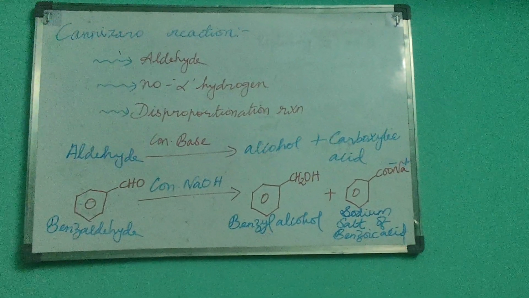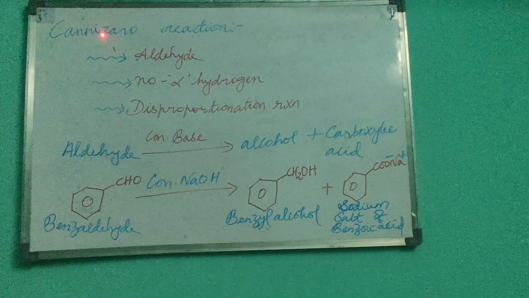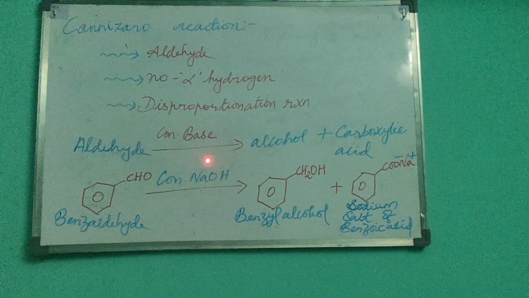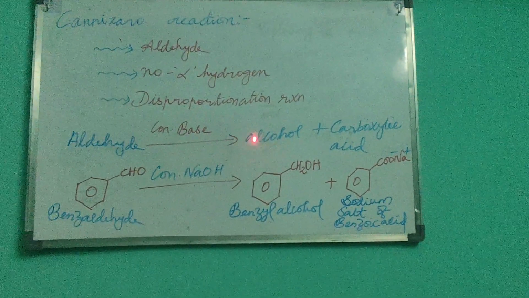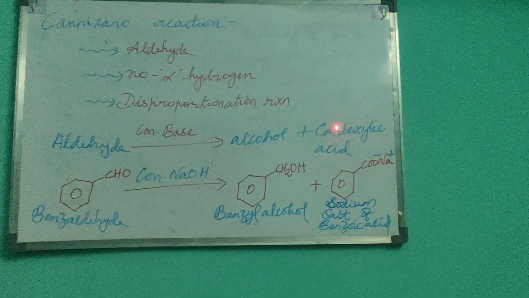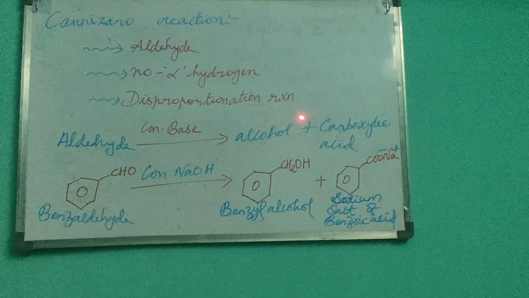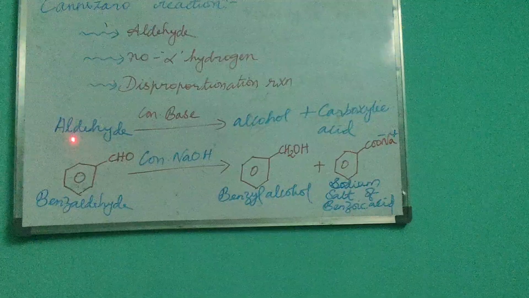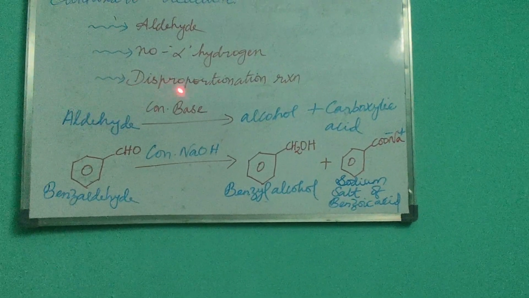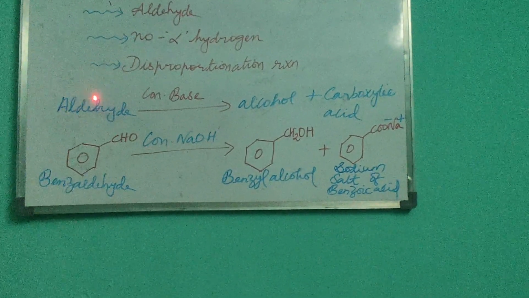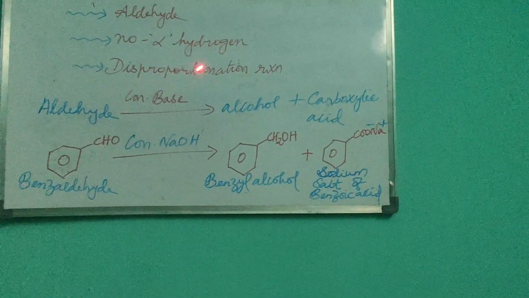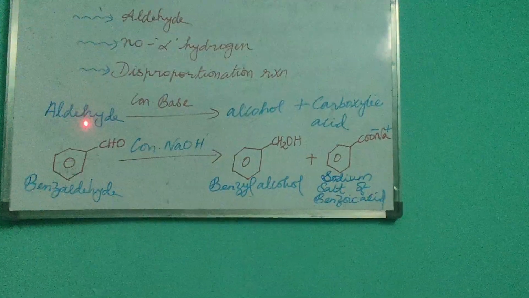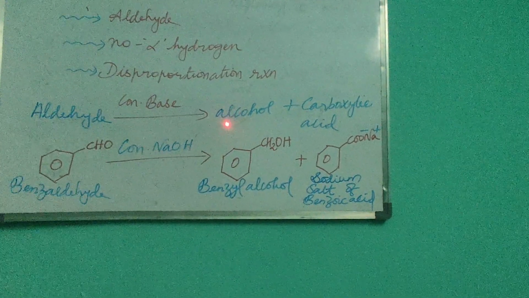So coming to the reaction, for the Cannizzaro reaction, the substrate will be an aldehyde, which reacts in the presence of concentrated base to give alcohol and carboxylic acid. Two products are possible. As I said earlier, this is a disproportionation reaction, which means the aldehyde will undergo oxidation to give carboxylic acid, and the same aldehyde will undergo reduction to give the alcohol.